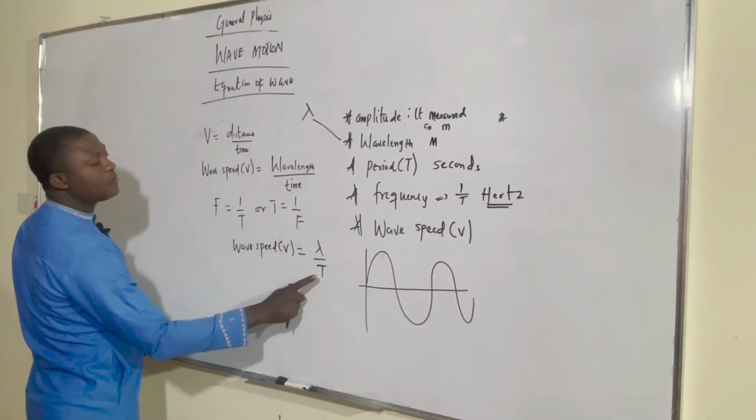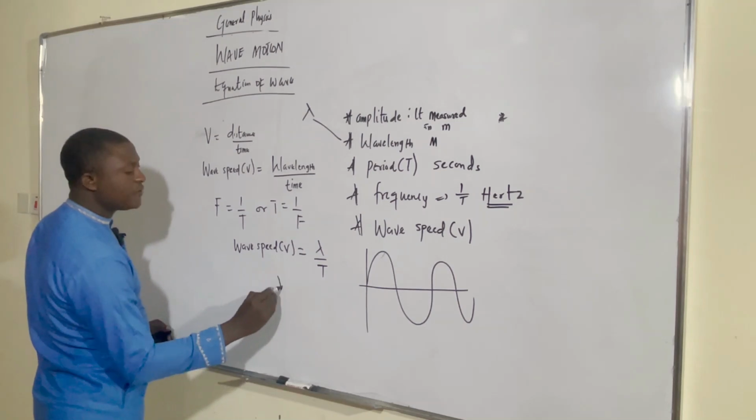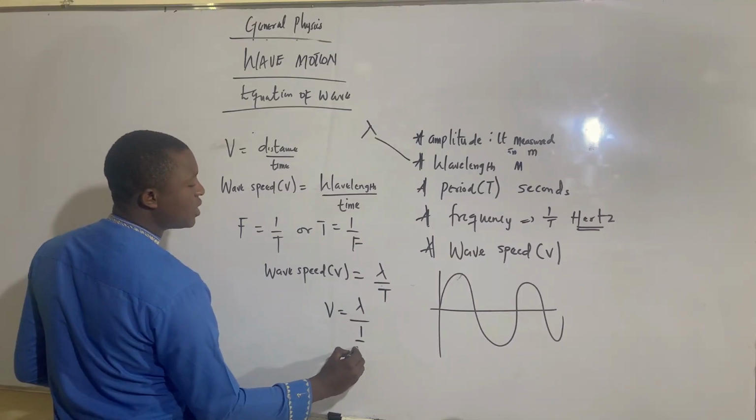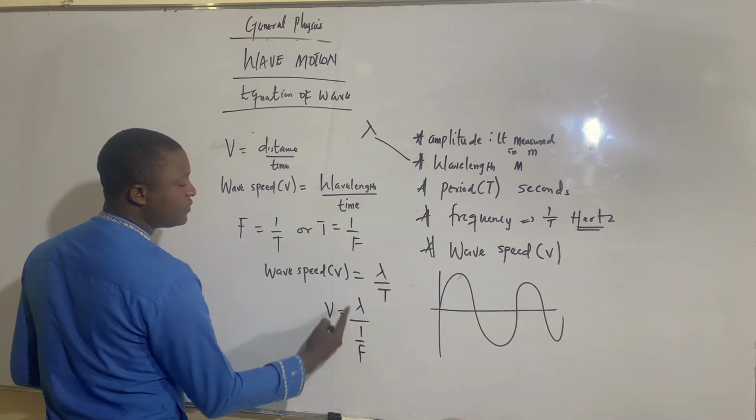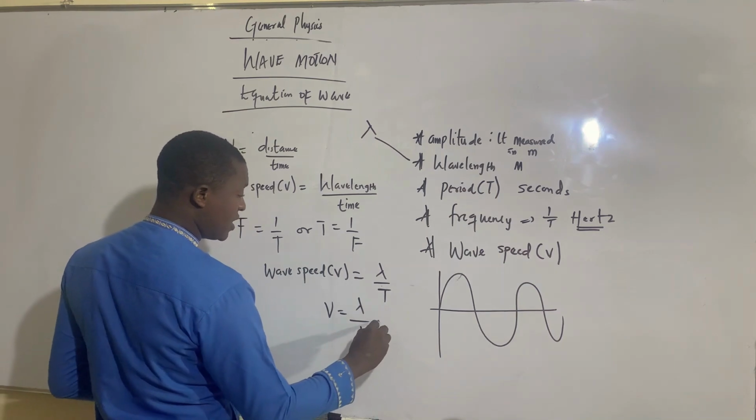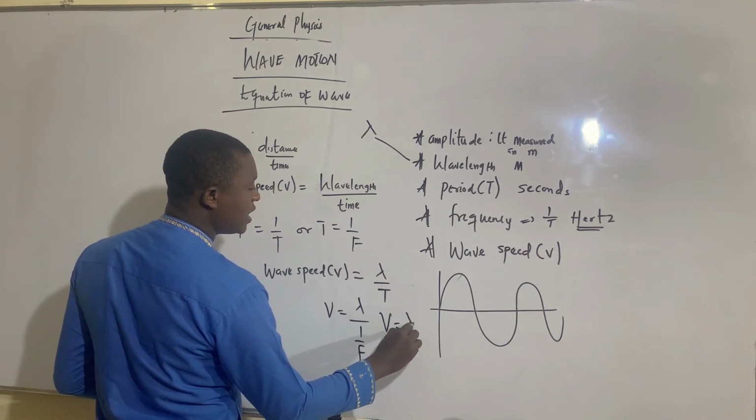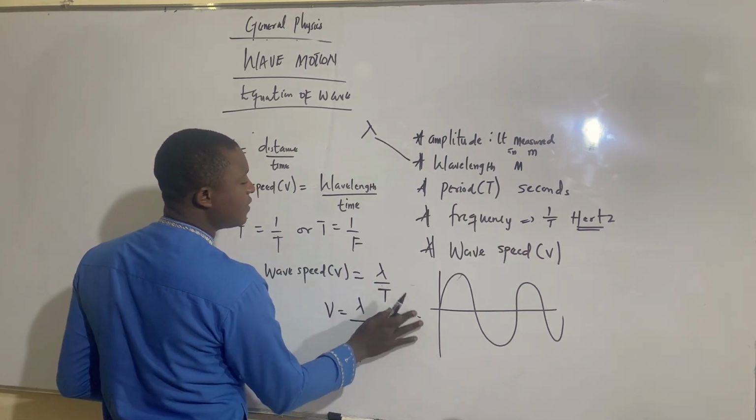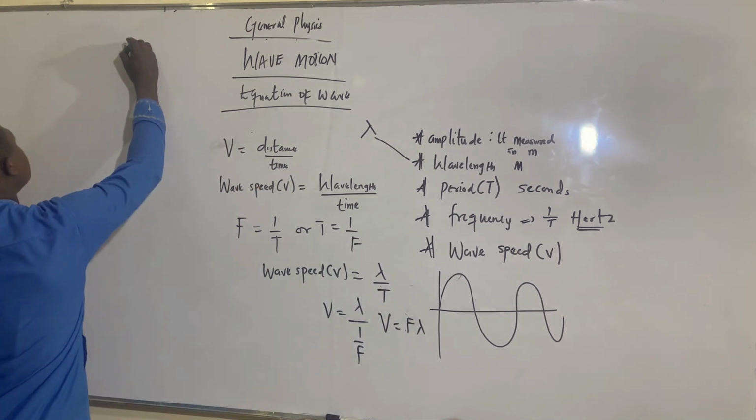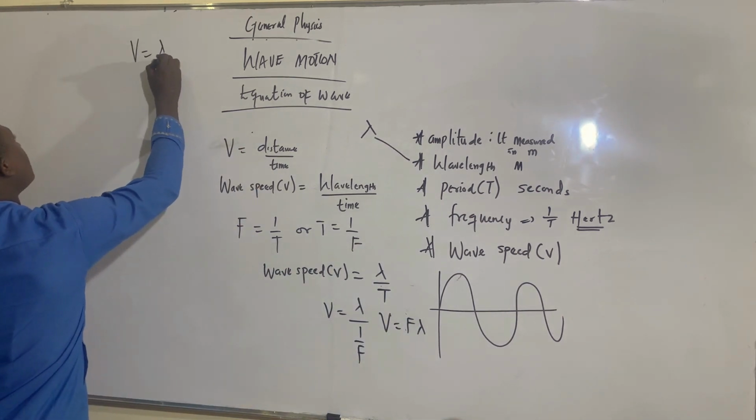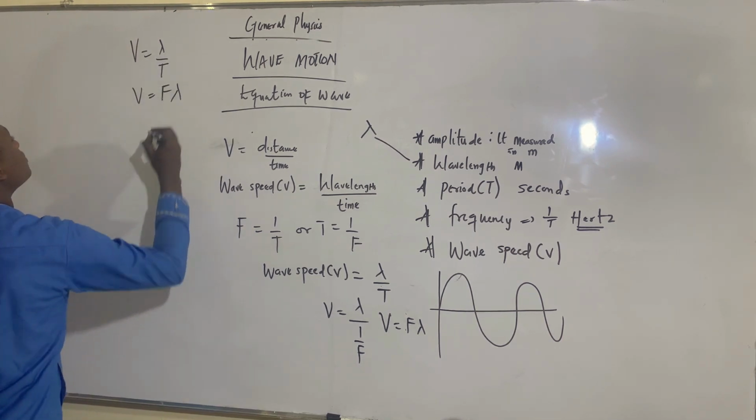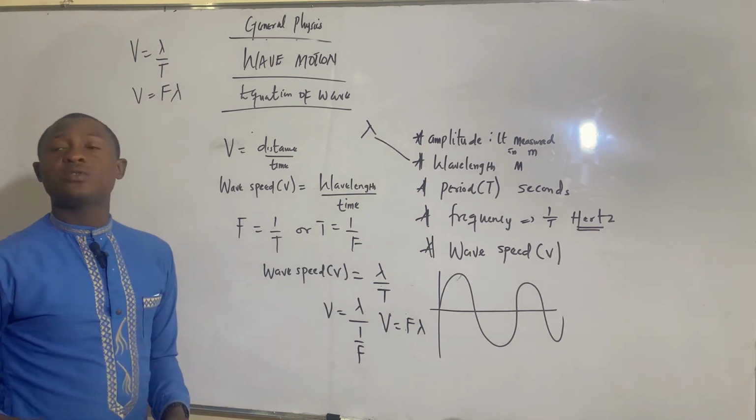Now from here, time is the same thing as 1 over f. If I substitute the value of time, the period, I can have the wave speed equal to lambda over 1 over f. Now, we can apply the law of reciprocal. Then wave speed is equal to lambda f, or f lambda. Those are the two formulas to find the wave speed. Either you use wave speed equals lambda over T, or wave speed equals f lambda. It depends on the problem we are solving or the data given.